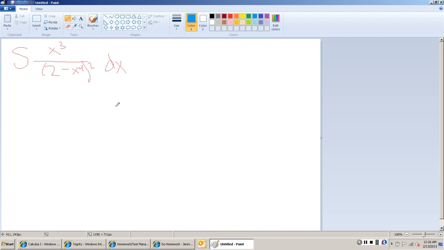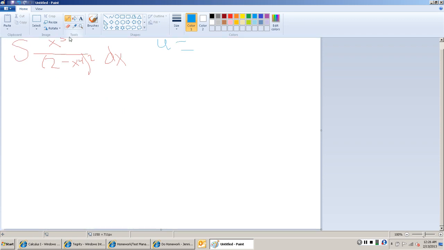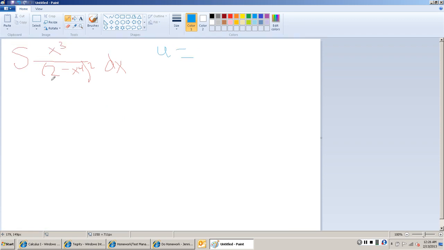And what you do is you pick a part that's going to be your u. It's going to be what you substitute for. Usually you look at the different parts and you pick the higher exponent, because you're going to take the derivative of it, and the derivative is going to make it one less. So I'm going to pick this part here, and I'm going to set that equal to my u. Then I'm going to take the derivative, so this becomes du. So this becomes negative 4 x to the third dx.